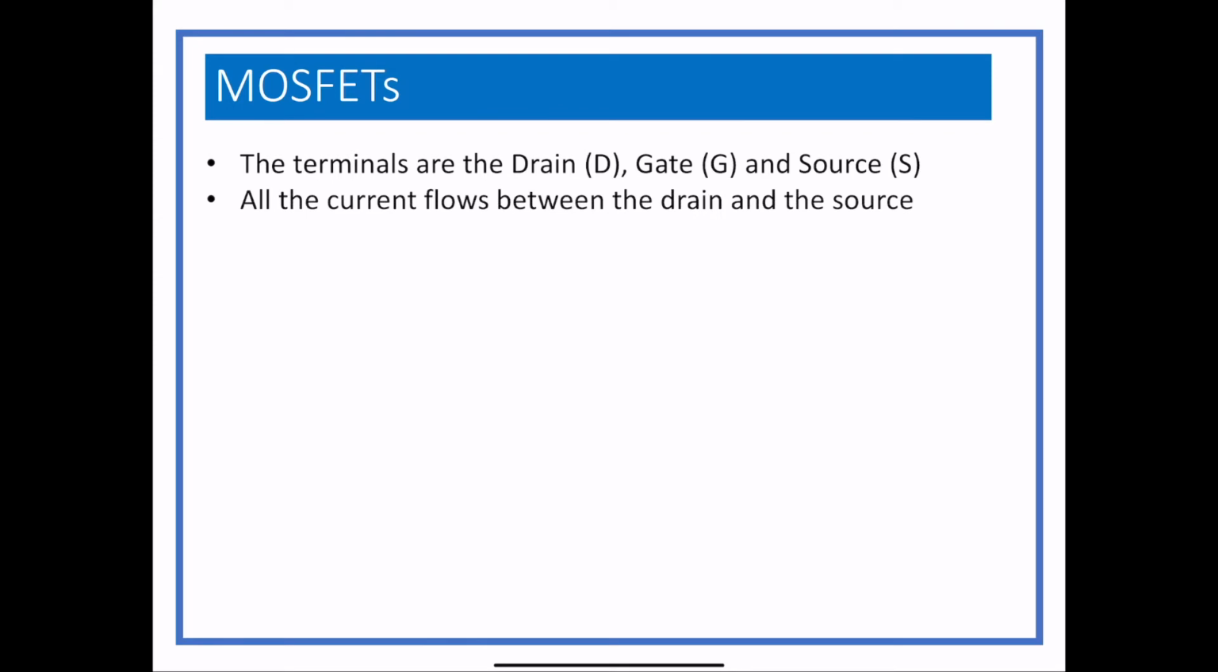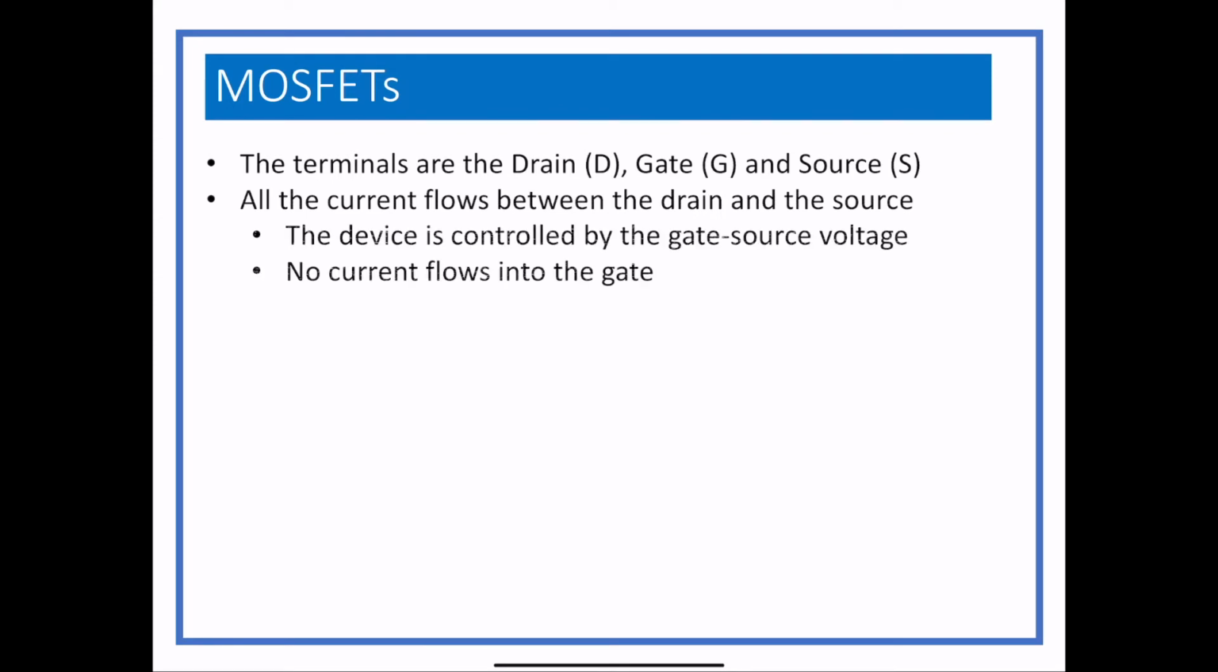All the current actually flows between the drain and the source. It's controlled by the gate to source voltage. So there's going to be a voltage at the gate, and then there's going to be some voltage at the source, and they're going to be different voltages, so there will be a voltage difference between the two. But there's no actual current that flows into the gate. So it's similar to the op-amp situation where you had terminals to connect to, but there was no current actually flowing into it, and the gate is also like that.